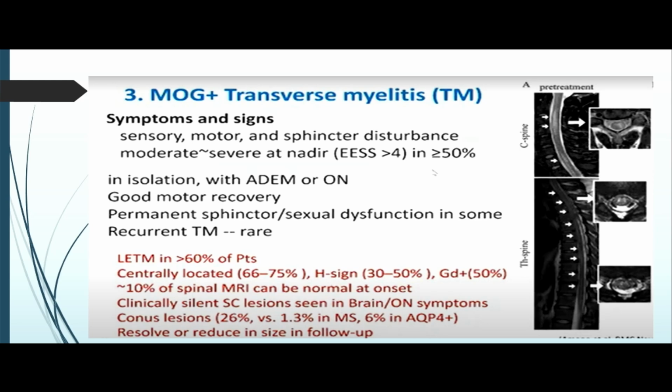A particular pattern in transverse myelitis is that the involvement of the spinal cord is centrally located. An H-shaped sign is there that involves the central gray matter. Contrast enhancement is there. Sometimes even a clinically silent spinal cord lesion can be seen, in the brain as well as with optic neuritis symptoms. Conus involvement is quite characteristic. So whenever a patient presents with myelopathy having the H sign, conus involvement, and particularly post-infectious onset, most likely it is MOG.